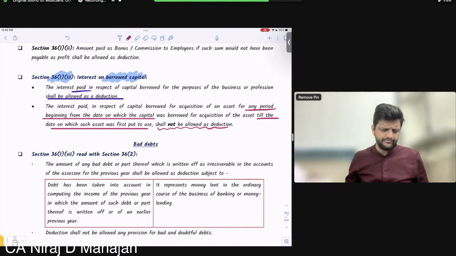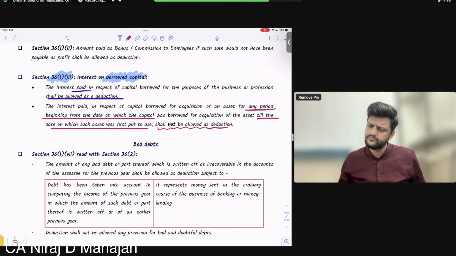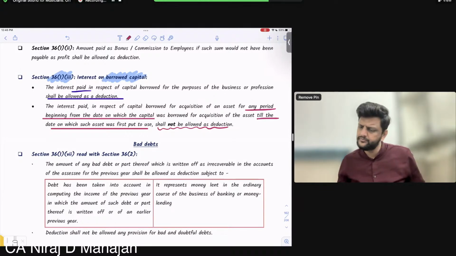Should we take a 10-minute break after this question? Is it okay? I'll be taking the lecture till 1:30, 1:40 almost. Okay?